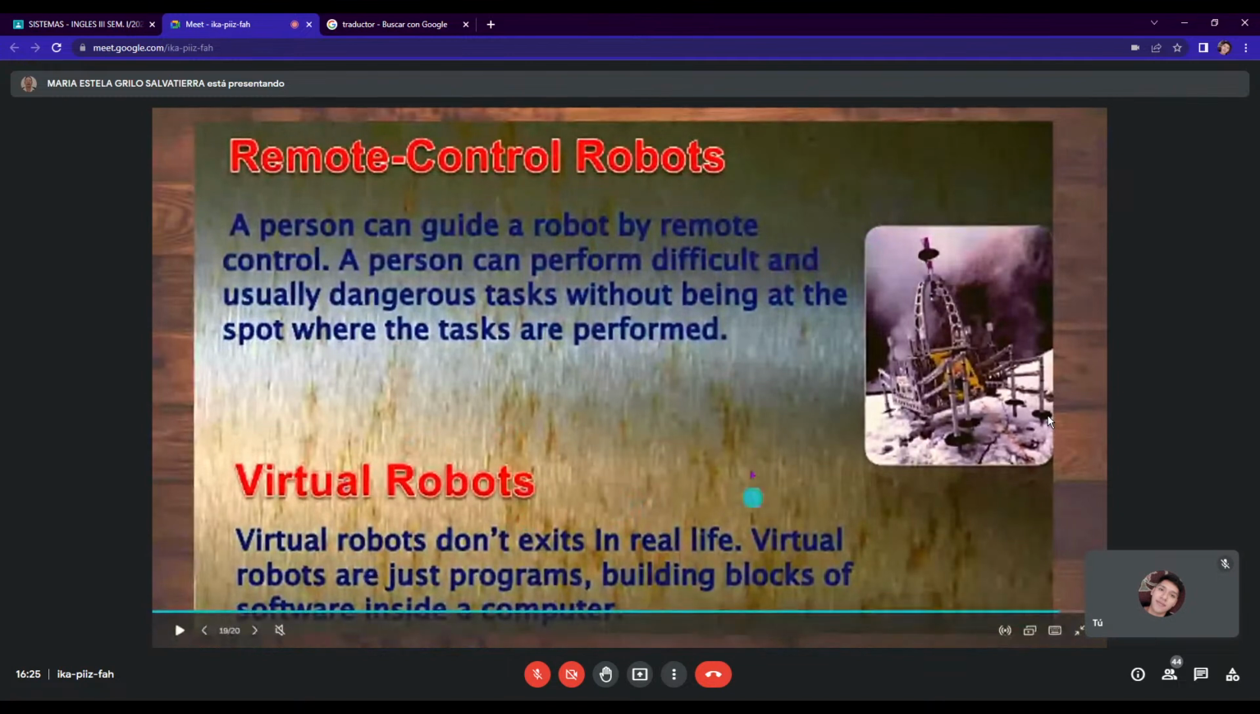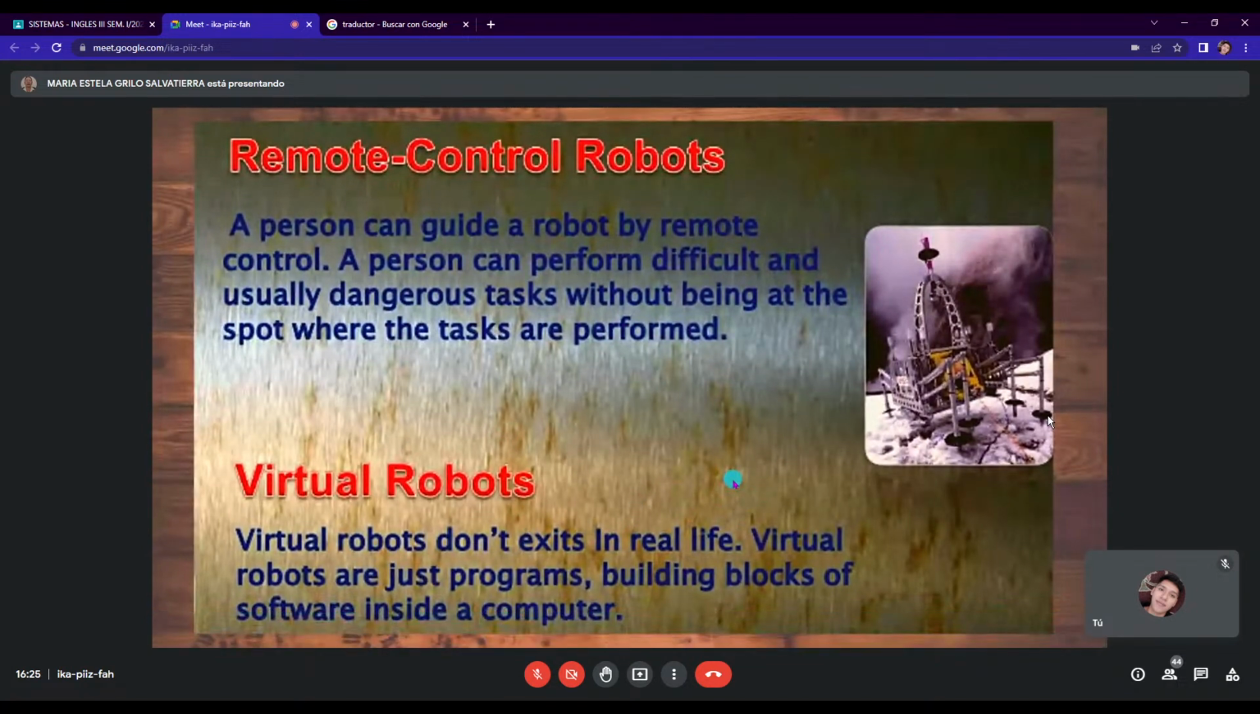And in virtual robots, we know that they are not real. That's why they say virtual robots. They are just programs, yes, blocks of software inside of our computer. In the units ahead, we are going to see about this topic that is related also with blockchains.